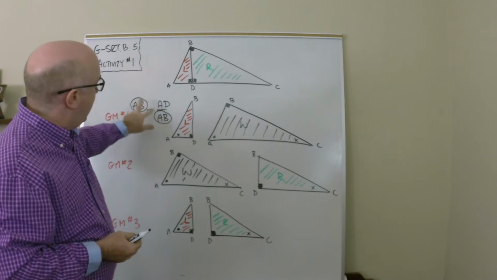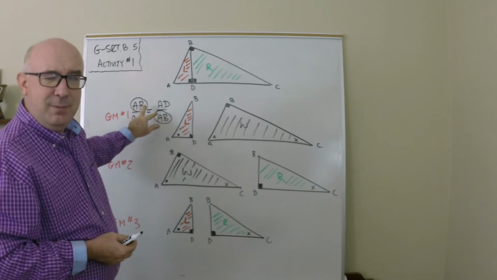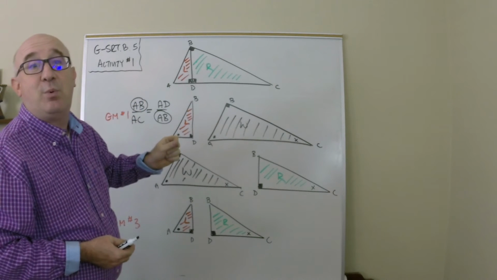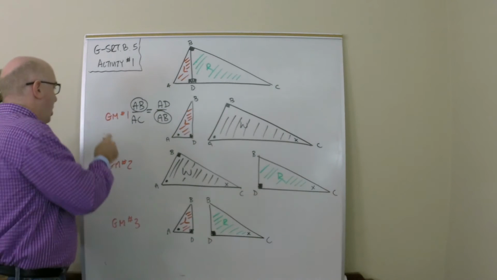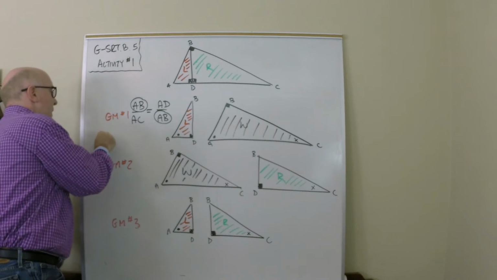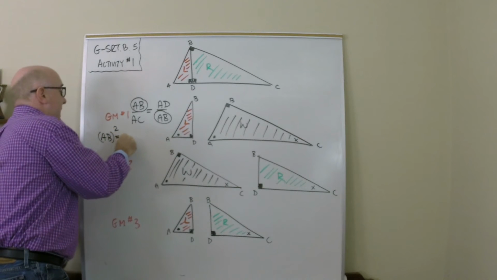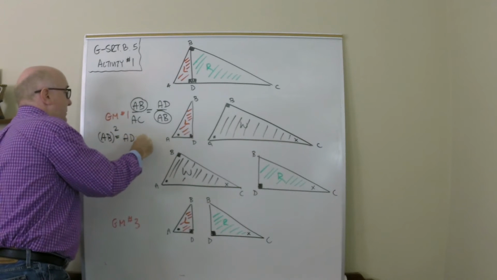The fact that you get the same value as the numerator as well as the denominator in the proportion creates what's called the geometric mean. That the side AB squared is AD times AC.